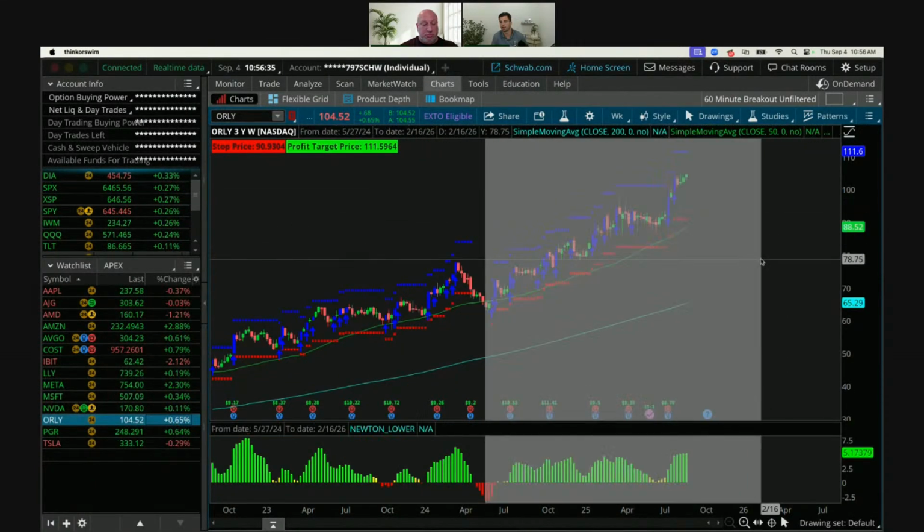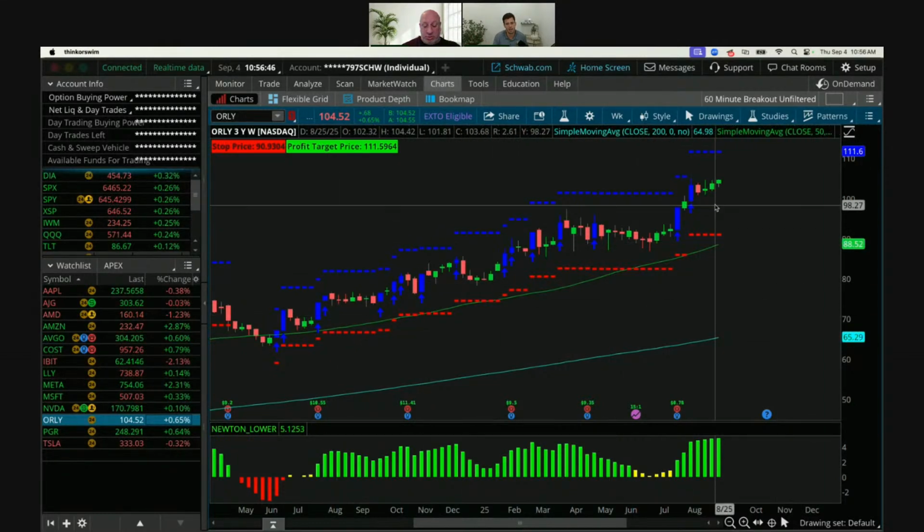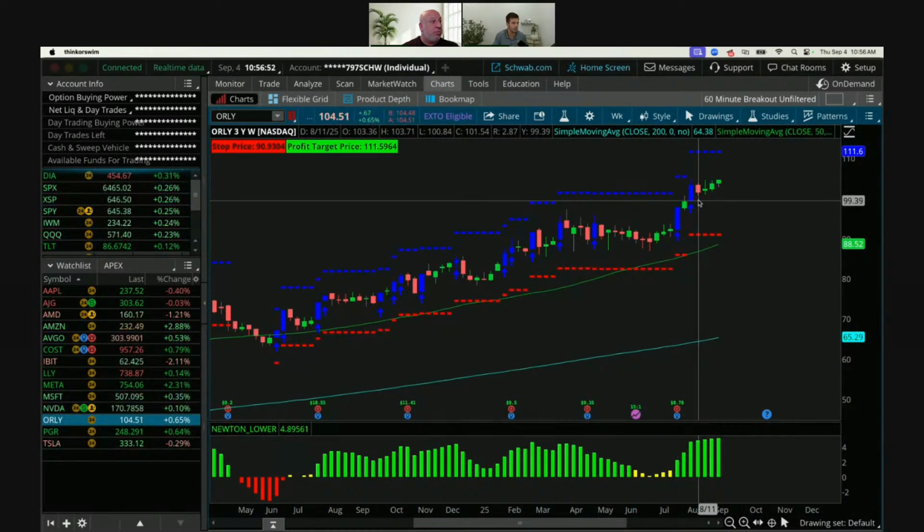All right, O'Reilly. So this one, the underlying strategy would probably call for more time. And in fact, we have one open right now from the opening playbook that's up 70, 80% or so. But O'Reilly is a very strong stock right now. Weekly momentum is very positive. Apex has a positive signal, which, by the way, I should have mentioned this earlier.